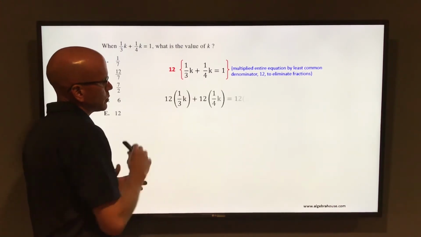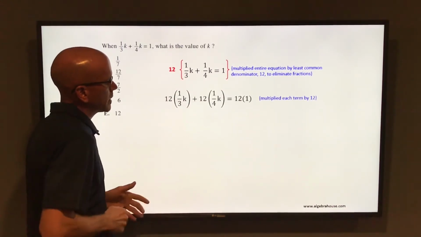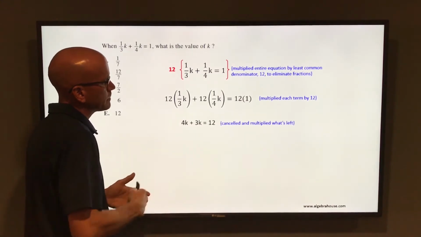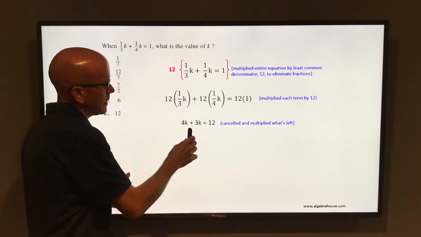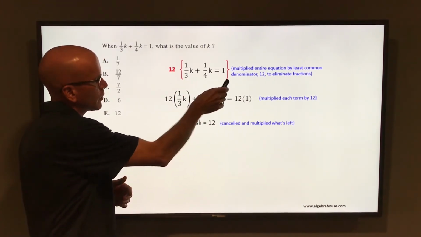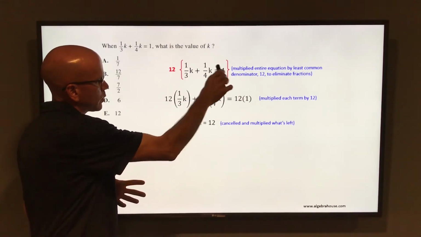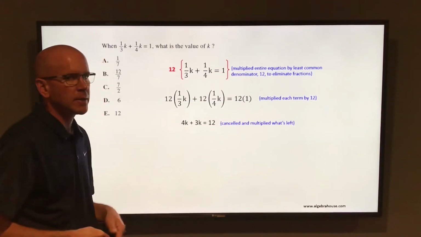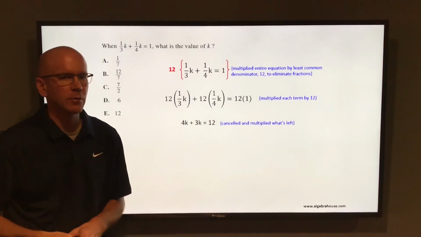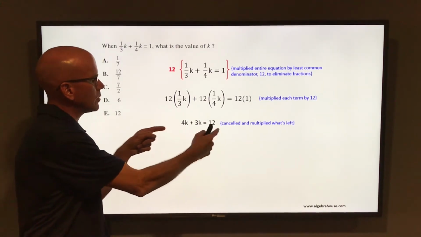Multiply each term by 12. So if you take 12 times 1/3 k, that's going to be 4k. Take 12 times 1/4 k, that's 3k. And then don't forget on the other side of the equal sign, take 12 times 1, and that is 12. Notice the fractions are gone. That's a good thing, because this equation is real easy to solve now.